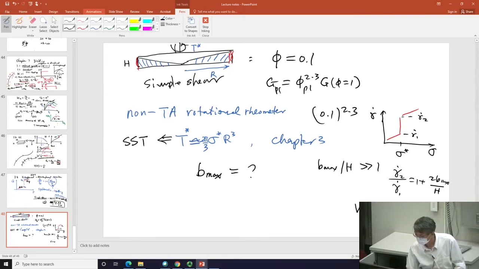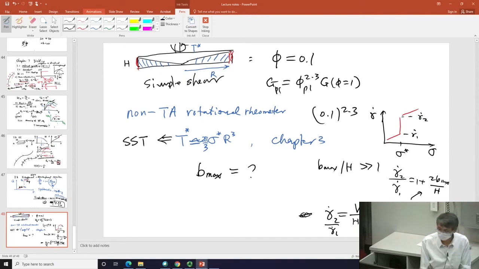Because V is 2 Vs plus H, and therefore, if you divide by gamma 1, basically you will be able to get this result. So in any case, that was the starting point.